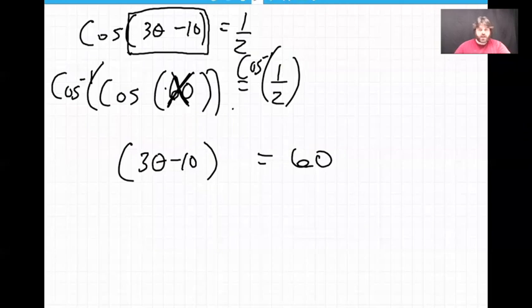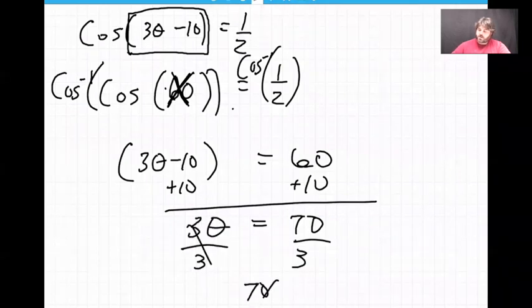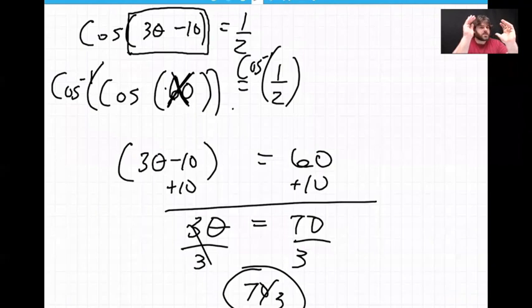From there, you just solve for the angle. I'm going to add 10 to both sides. That gives me 70 equals 3 theta. Divide by 3, we get 70/3, or whatever that is as a decimal, either way. So sometimes you have an expression inside the parentheses, and all you've got to do is know what that expression has to equal by using the inverse trig function, because inverse functions give us the angle. You set what's inside the parentheses equal to that angle, and then you solve from there.